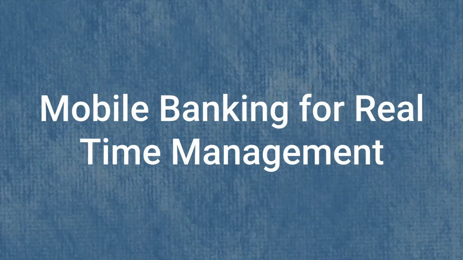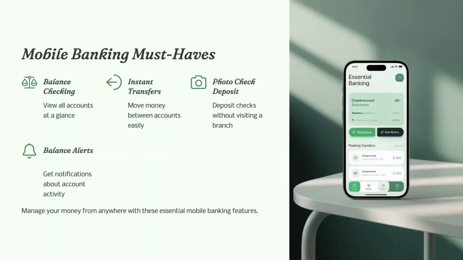Mobile banking for real-time management. When your income changes from month to month, you need to be able to check your balances, move money around, and manage your accounts from anywhere. You can't wait until you get home to a computer. So, make sure whichever banks you choose have excellent mobile apps. You should be able to check balances in all your accounts, transfer money between accounts, deposit checks by taking a photo, set up automatic transfers, and get alerts when balances get too high or too low.